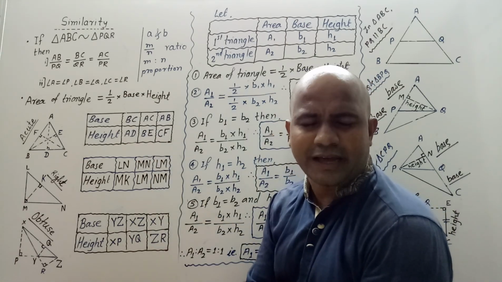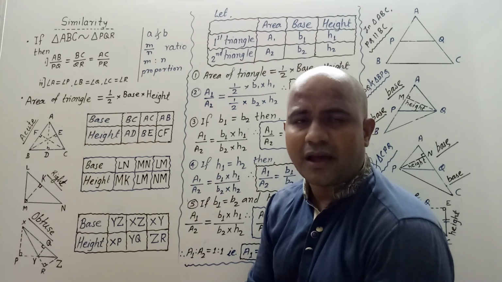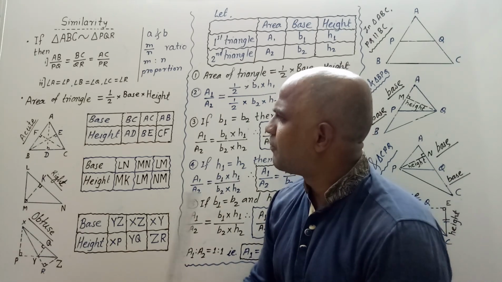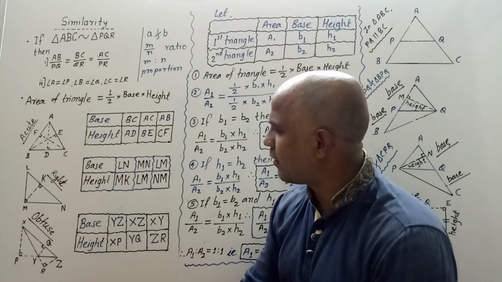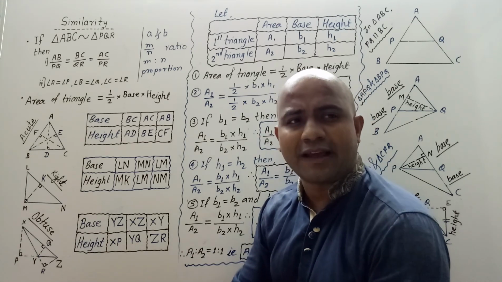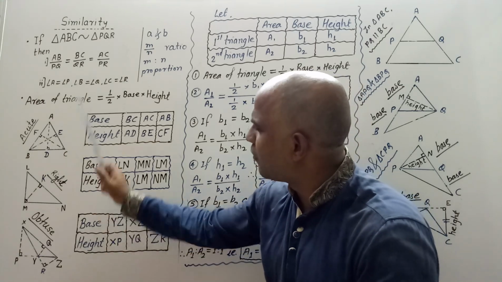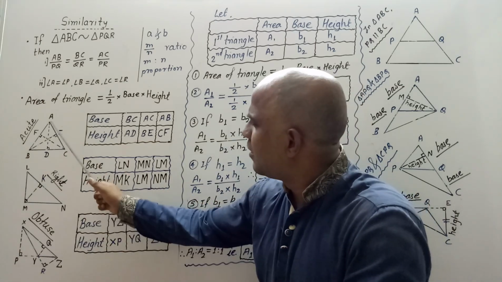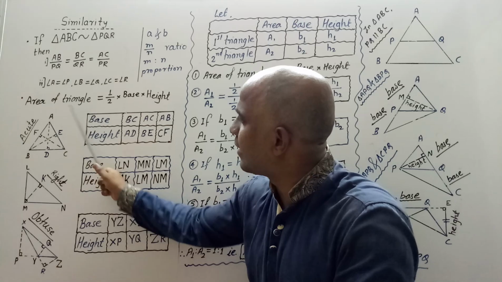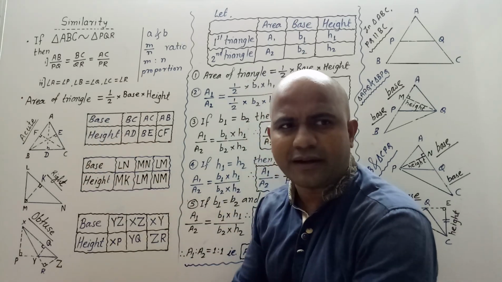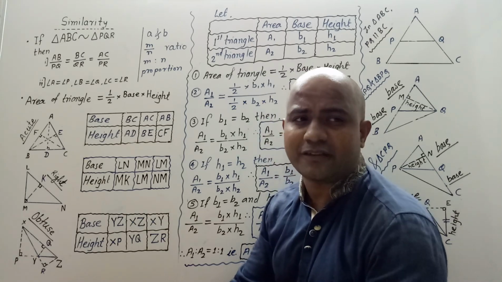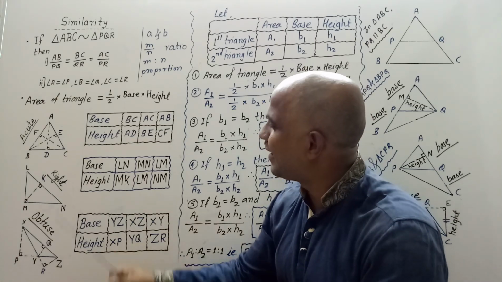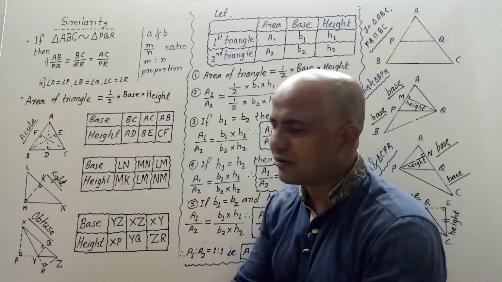What is important? There are three types of triangles according to their angles. First, acute angle triangle. Second, right angle triangle. And third, obtuse angle triangle. What is the meaning of acute angle triangle? If all three angles of a triangle are less than 90 degrees, then this type of triangle is called an acute angle triangle.